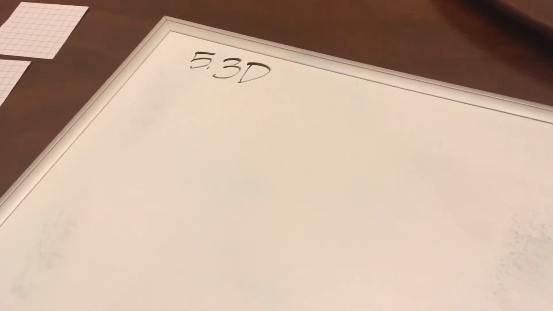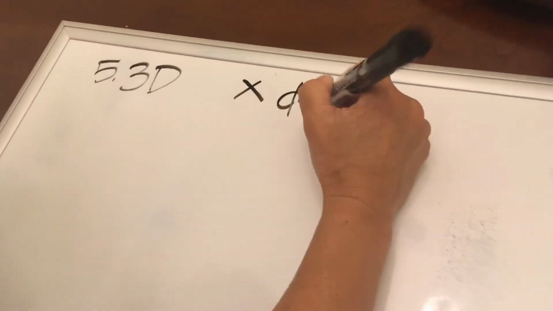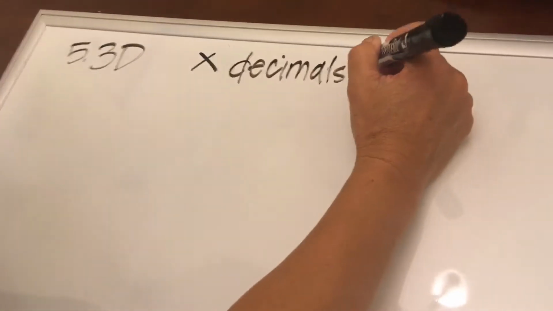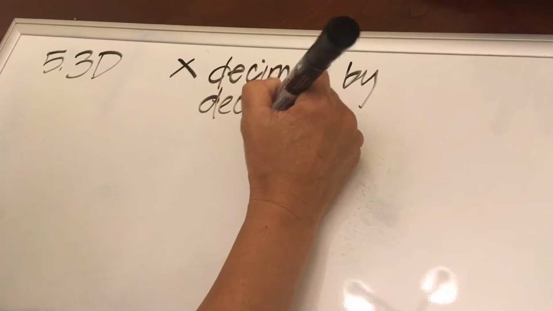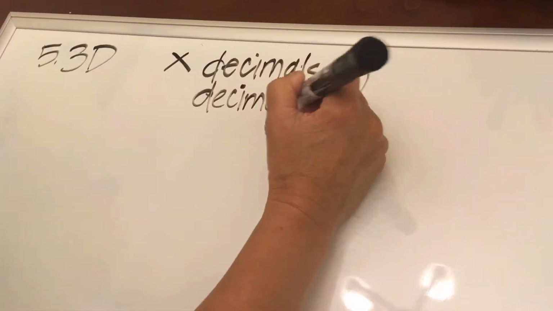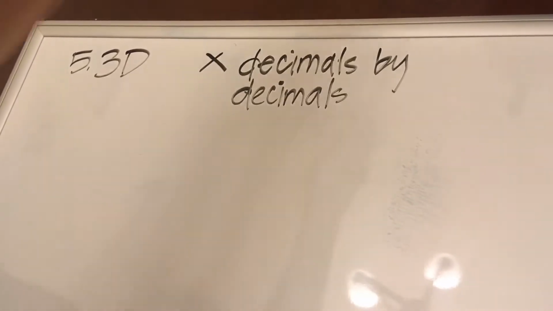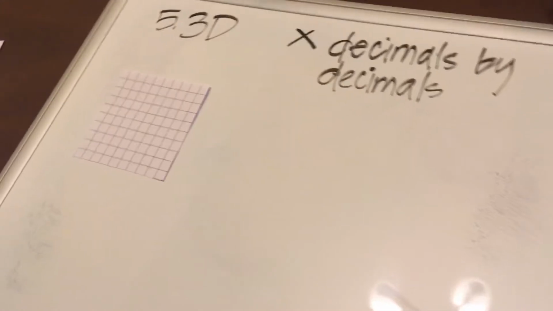Okay, we're going to talk about 5.3D, which is multiplying decimals by decimals. Okay, this first problem we're going to look at less than 1. So here we've been using these kind of hundred square to represent less than 1.